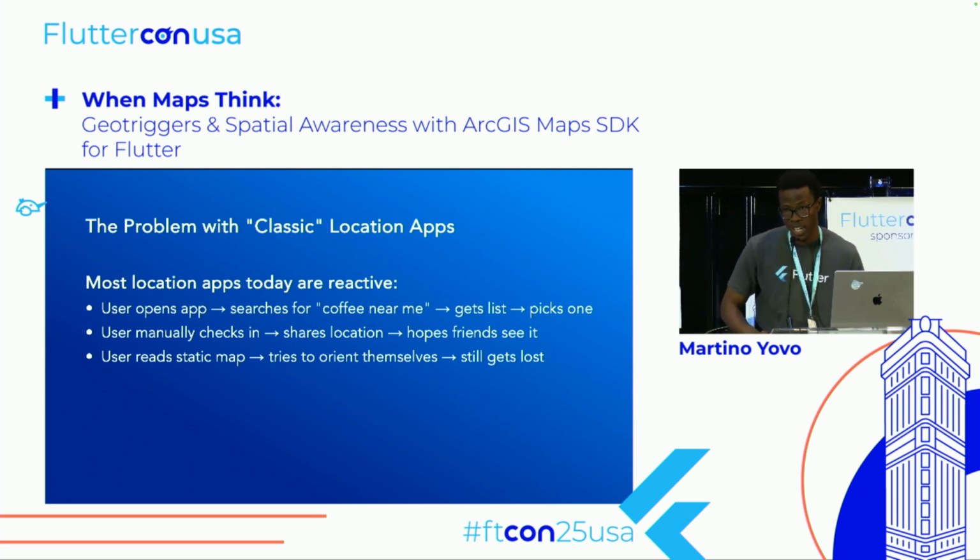That's the first flow. The second flow is that the user manually checks in the location. He shares the location with some friends and hopes they see it. And the third flow is that the user wants to read a static map. He tries to orient himself, and he still gets lost. So these are, I would say, the things that we have with our location apps.